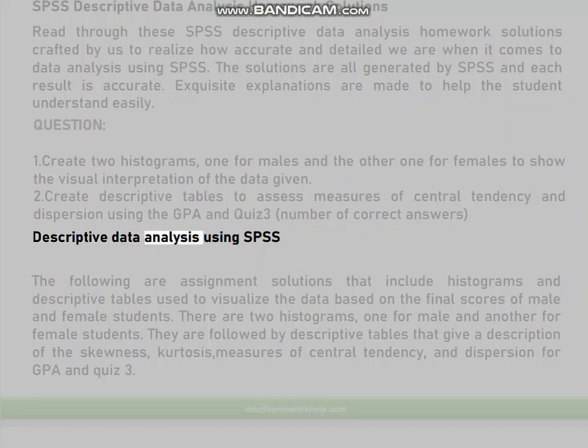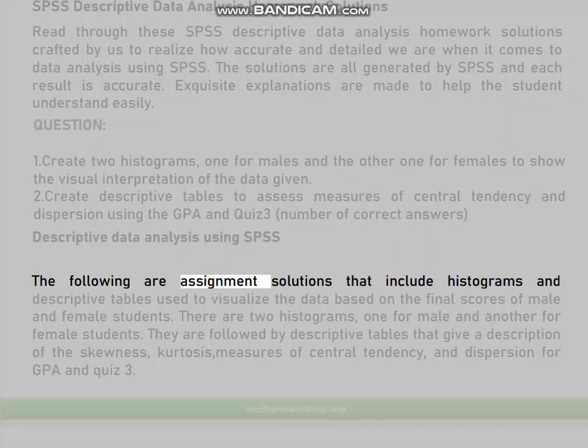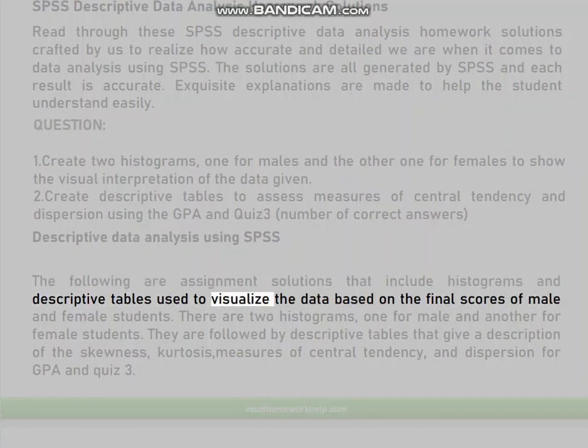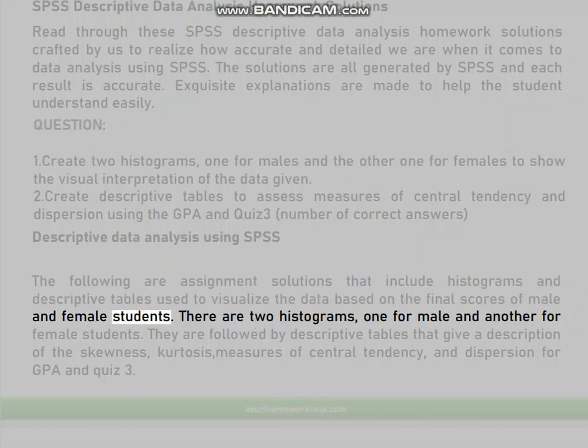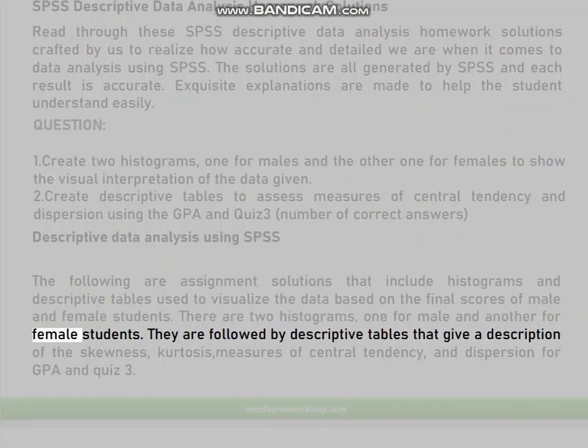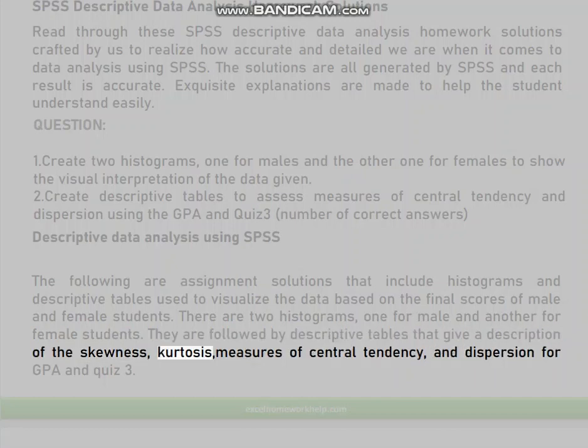Descriptive data analysis using SPSS. The following are assignment solutions that include histograms and descriptive tables used to visualize the data based on the final scores of male and female students. There are 2 histograms, one for male and another for female students. They are followed by descriptive tables that give a description of the skewness, kurtosis, measures of central tendency, and dispersion for GPA and Quiz 3.